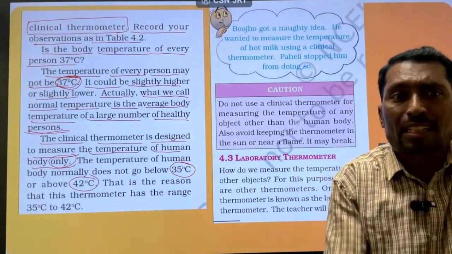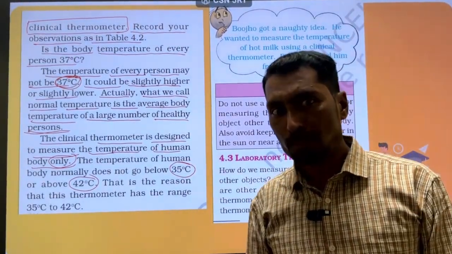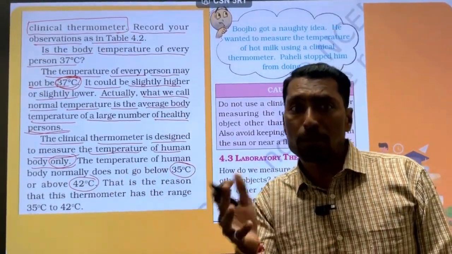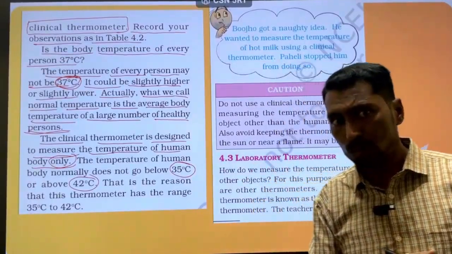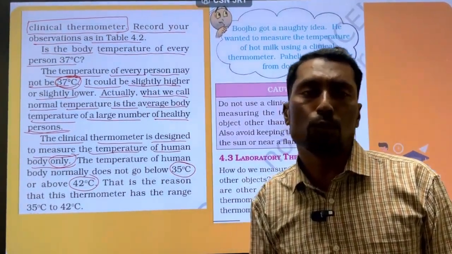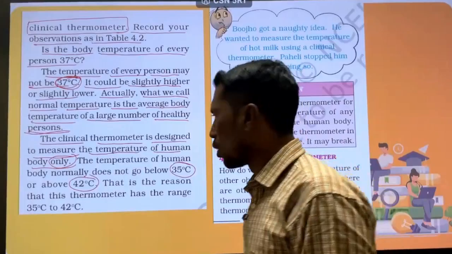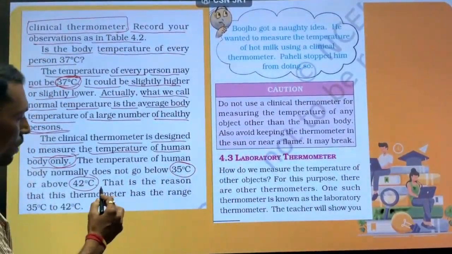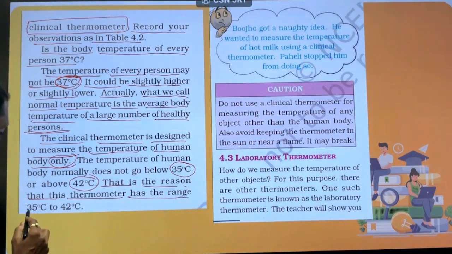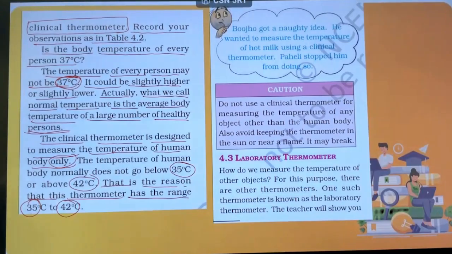By using a clinical thermometer, how do you analyze? We cannot analyze because it shows the reading from 35 to 40 only, and the temperature is 50 degrees Celsius. How does it measure? No. For that, we use the clinical thermometer to measure the body temperature only, not the other objects. That is the reason that this thermometer has the range 35 degrees Celsius to 40 degrees Celsius only.